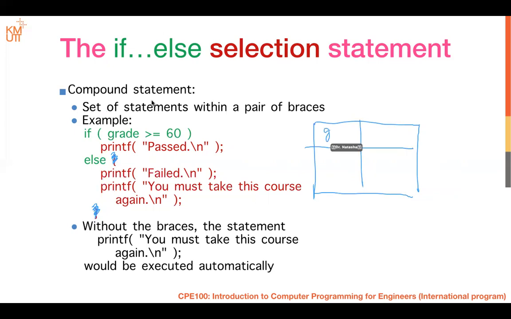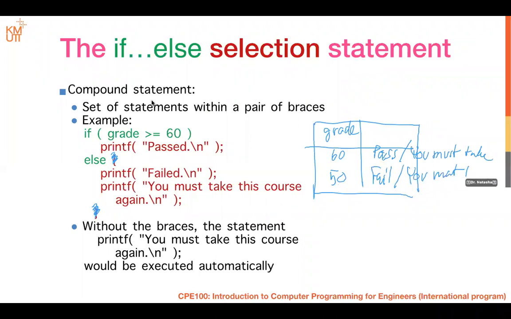If grade is 60, pass will be printed, and you must take this course will also be printed as well. But if the grade is 50, fail will be printed, and you must take this course again will be printed as well if you don't put these braces.